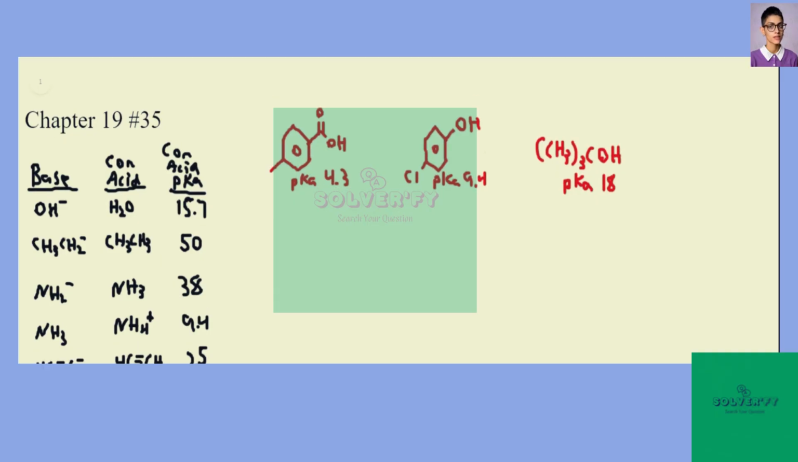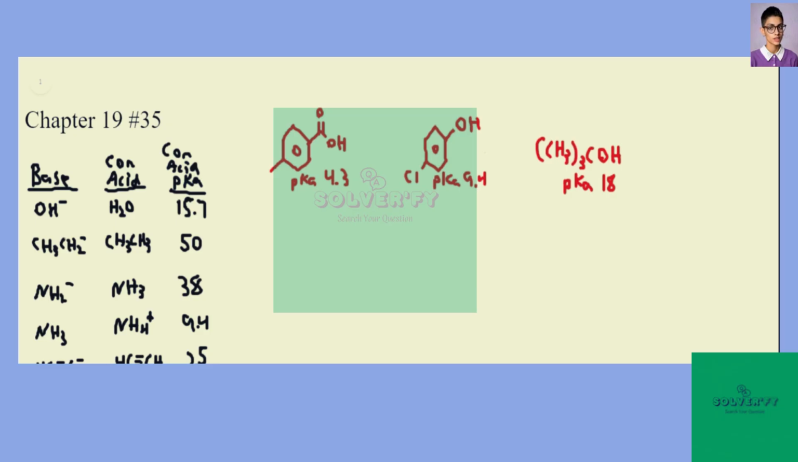This is the answer to Chapter 19, problem number 35 from the Smith Organic Chemistry textbook. And in this problem, it says: using the pKa table in Appendix A, determine whether each of the following bases is strong enough to deprotonate the three compounds listed below. And so our bases are the five bases listed at the end of the question here. And then we have these three molecules for which the pKa is given.